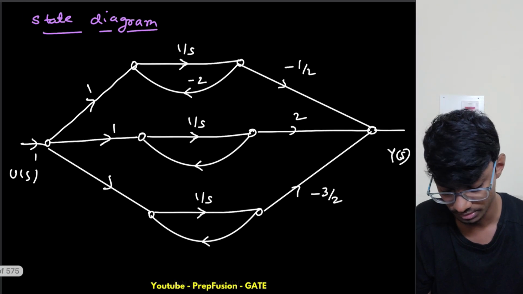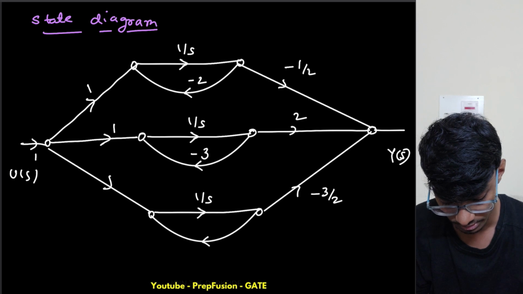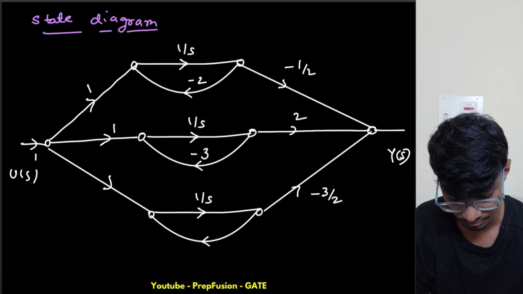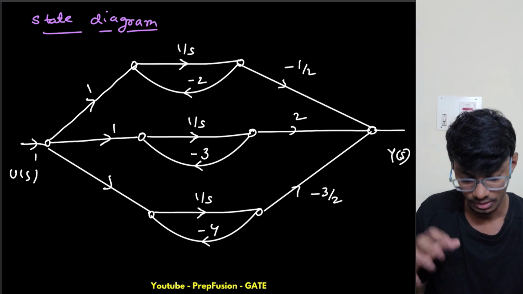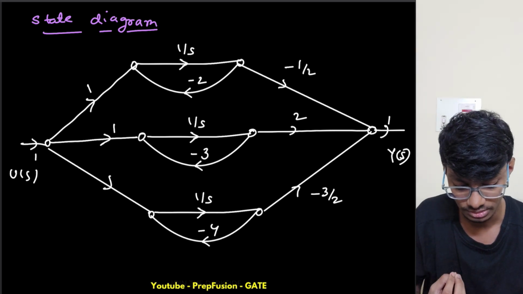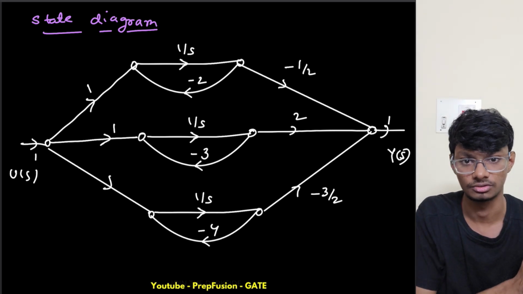This one is s plus 3, so this will be -3, and this one is s plus 4, this will be s minus 4, right? So yeah, this will be my state diagram. From here I will have to write the state equation, and from there I will understand the controllability.